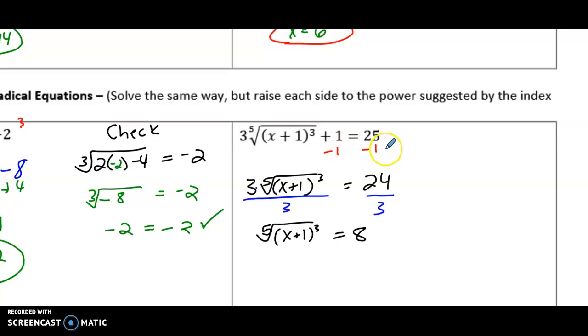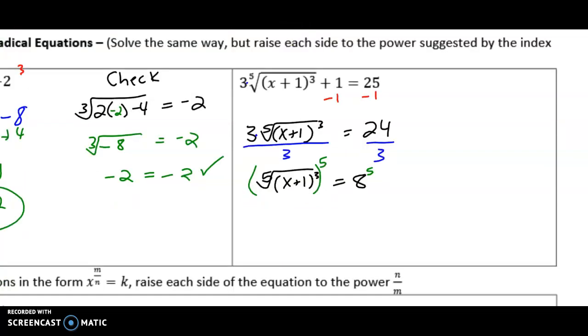Okay, so we wanted to subtract the 1. That got us down to 24. And then for that 3, if it's right beside it, that means you're multiplying it. So to undo that, you want to divide both sides by 3. So now we're down to the fifth root of x plus 1 cubed. So we can do the same thing we've been doing, is take everything to the fifth power.